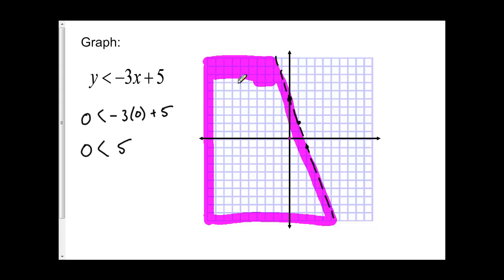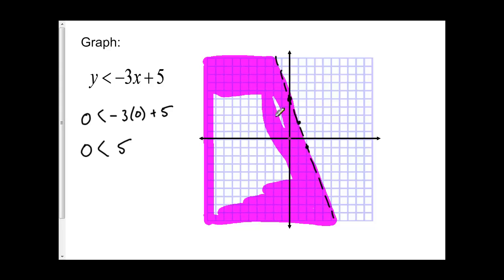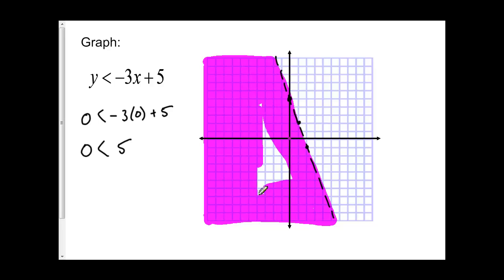So if your statement is true, you're going to shade in the side that includes that point. If the equation turns out not to be true, so if you put in the point and it doesn't work, you're going to shade in the other side of that equation. So if I put it in and it said 5 is less than 0, which is obviously false, I would have shaded in the other side of my equation. But in this case it worked, it was true, so I shaded in the side that included my test point.